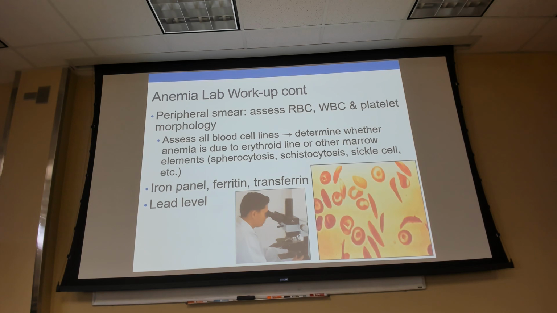The other things to think about, common things being common. What is my iron studies? What is my iron level doing? What is my ferritin or my storage form of iron doing? And what is my transferrin? How well is it going between active and storage form? And then my lead level.